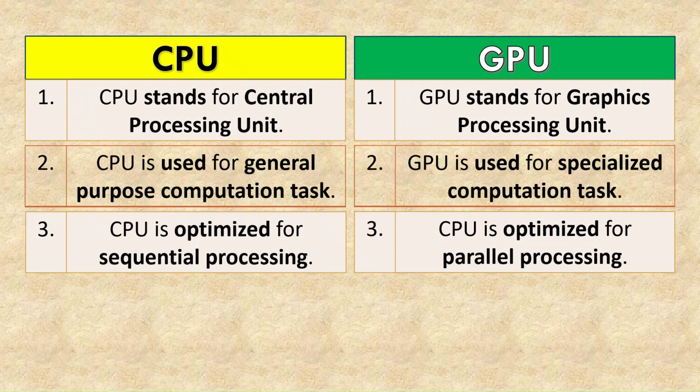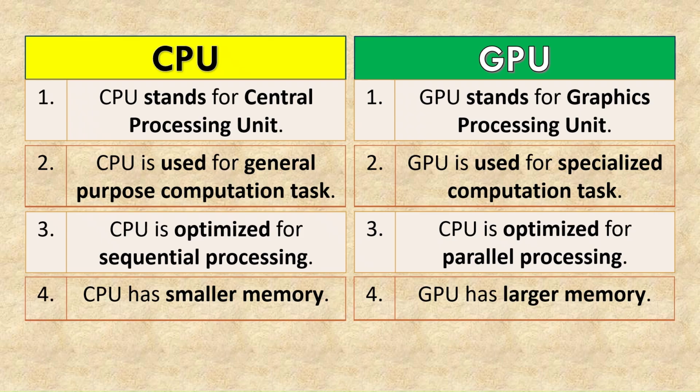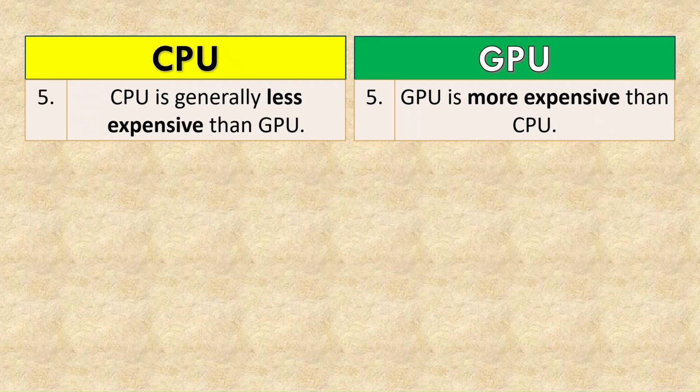CPU is optimized for sequential processing. GPU is optimized for parallel processing. CPU has smaller memory. GPU has larger memory. CPU is generally less expensive than GPU. GPU is more expensive than CPU.